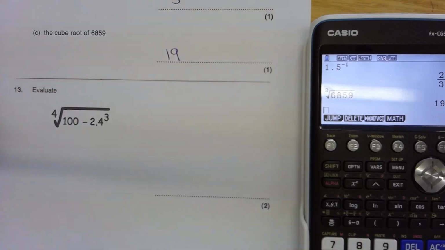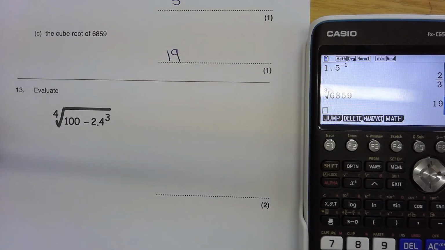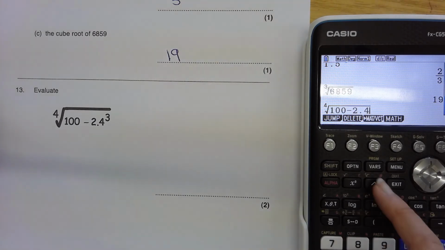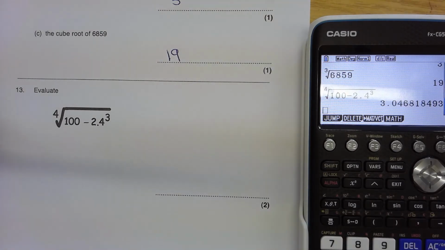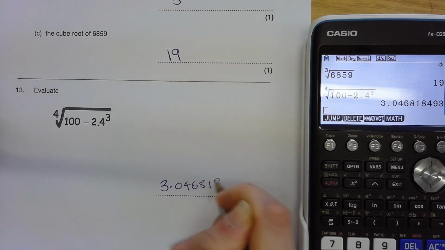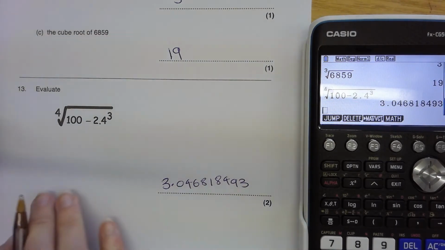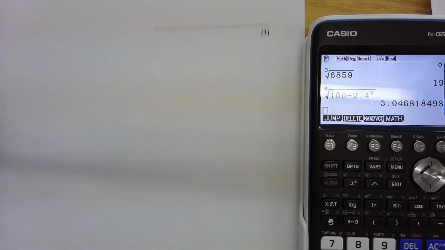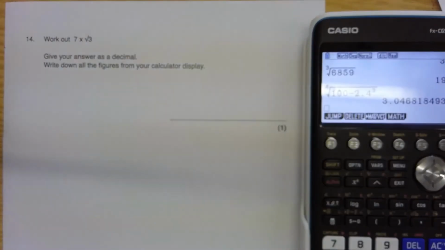Underneath, question number 13 just brings a few more things together to practice again. So I bring in the x root, or the xth root, so the fourth root of 100, subtract 2.4 to the power of 3, and then that gives me 3.04681849. Just checking on the last page of this. And then it just asks for 7 times root 3 and giving my answer as a decimal.